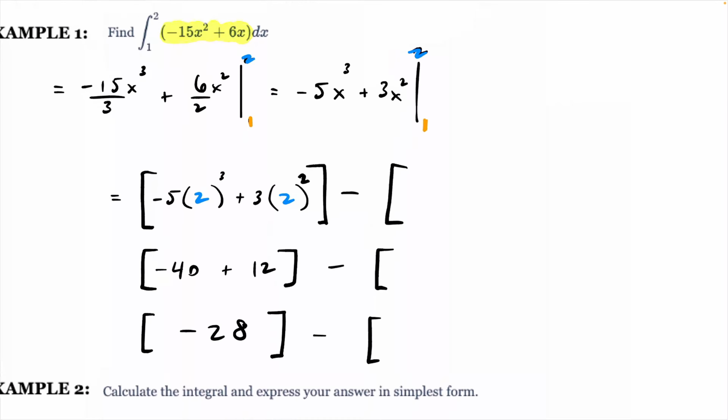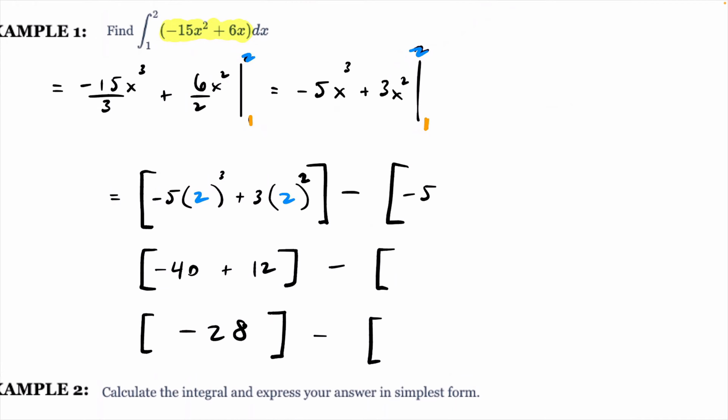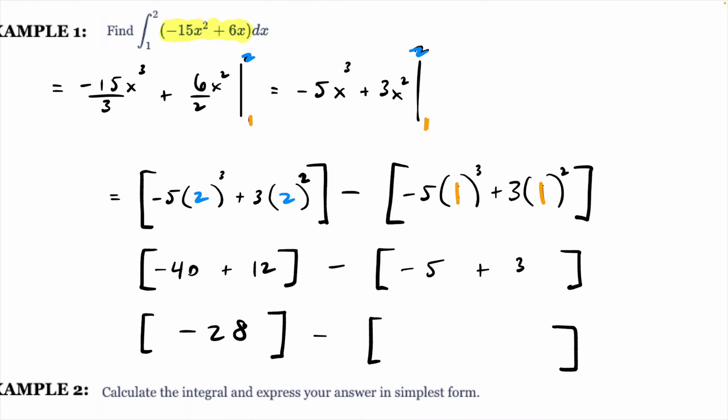Okay, so negative 5, 1 cubed plus 3, 1 squared, simplify. Let's see, 1 cubed is 1, times negative 5 is negative 5, plus 1 squared is 1, times 3 is 3. Add them together, we get negative 2.